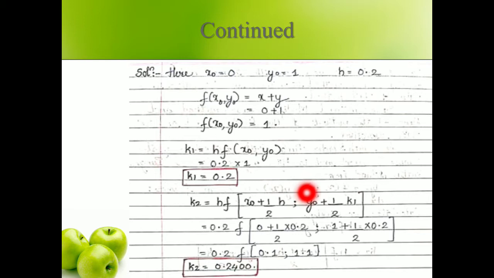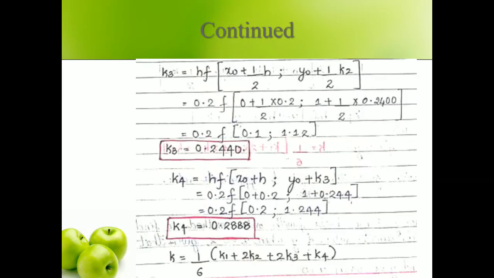Similarly, the k2 value will be equal to h of f of x naught plus half h, y naught plus half k1. So the h value is 0.2, x naught is 0, h is 0.2 into half, y naught is 1 plus half into 0.2. So we get the k2 value to be 0.2400.